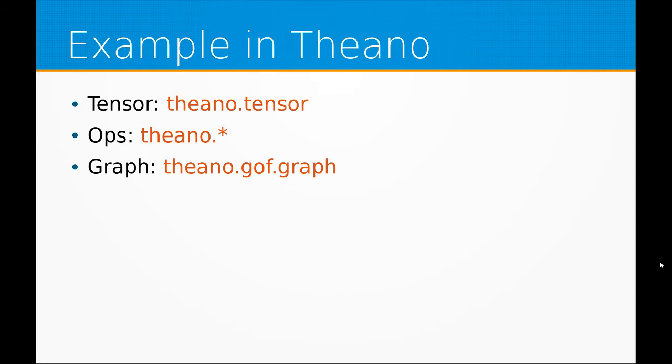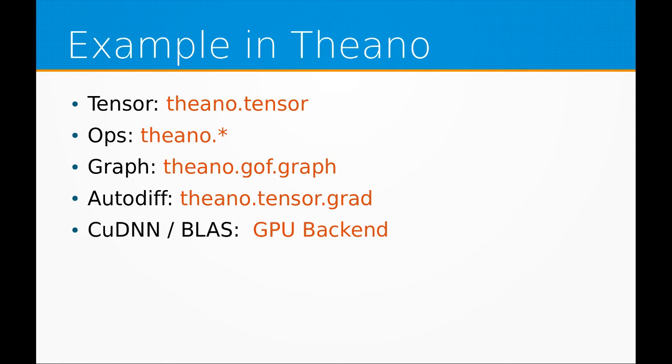And the graph is in Theano.gof, as they call it. It's the backend that they use for compiling the graph. Auto differentiation can be accessed by Theano.tensor.grad. cuDNN and cuBLAS, again, you can look at their installation instructions, and see how they use these libraries for performance.